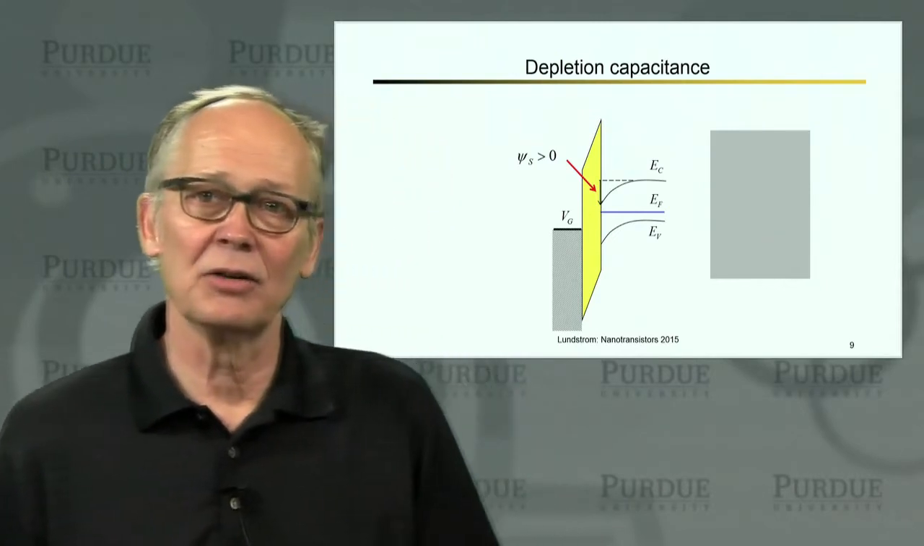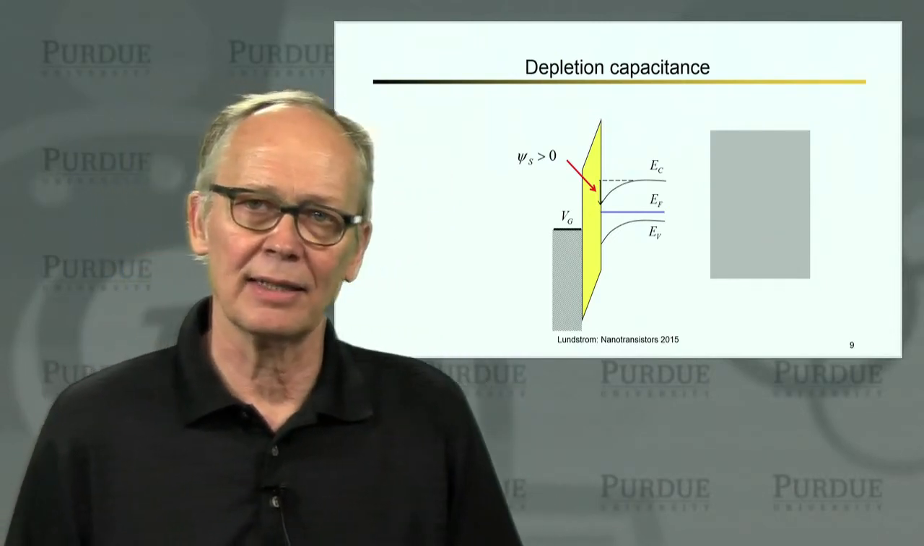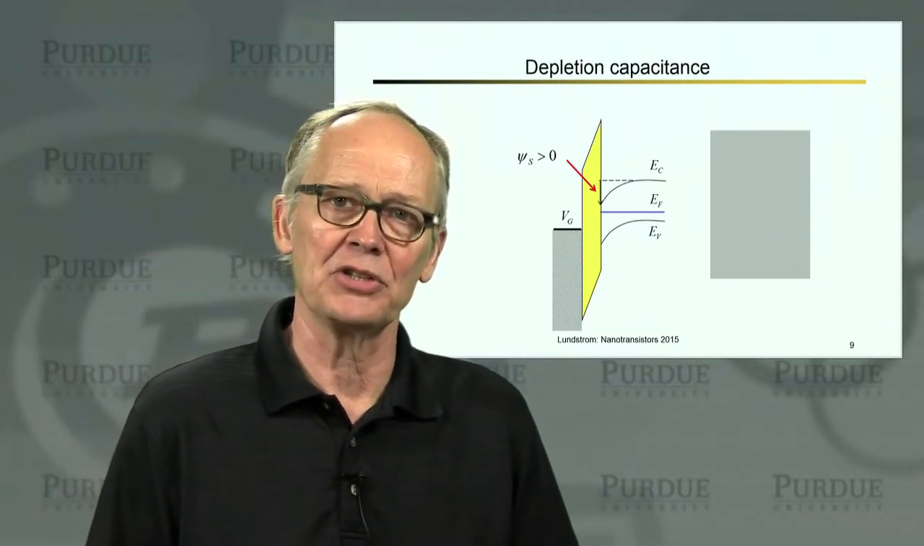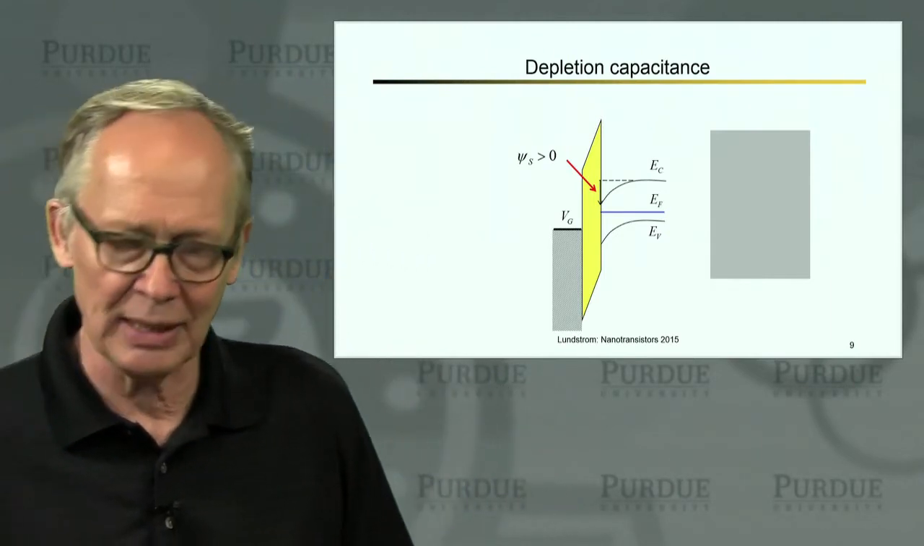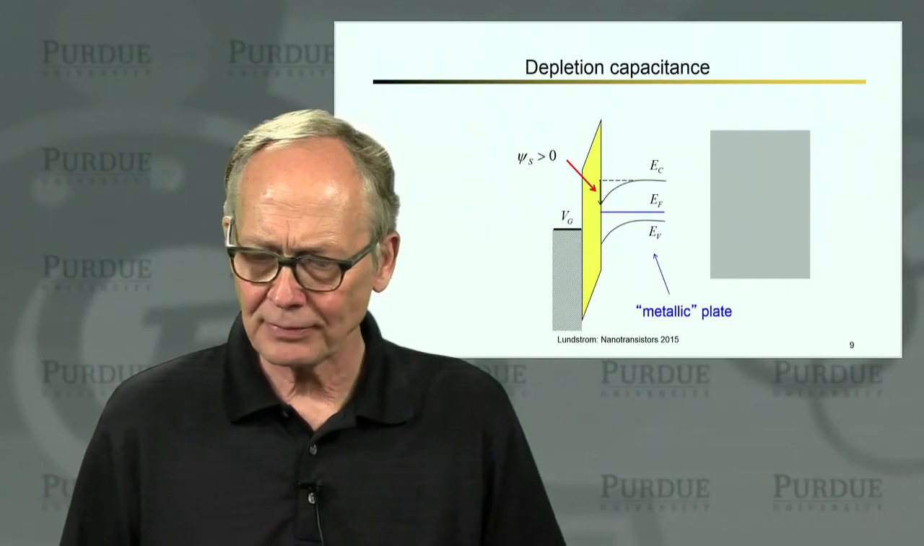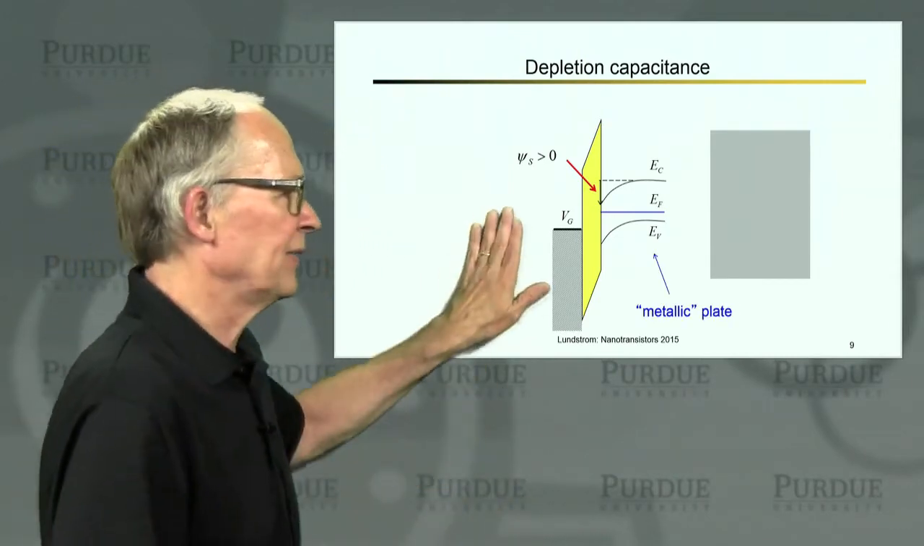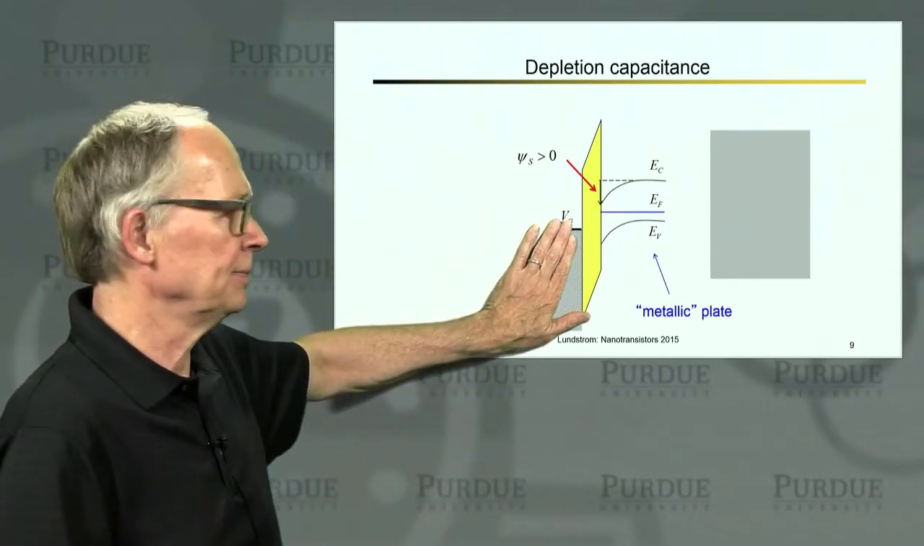Now let's ask ourselves, what is the capacitance of this structure in depletion? That's something we could easily measure, and it would tell us something useful about this structure. Well, if I look at this, I've got a metal plate here for the gate.